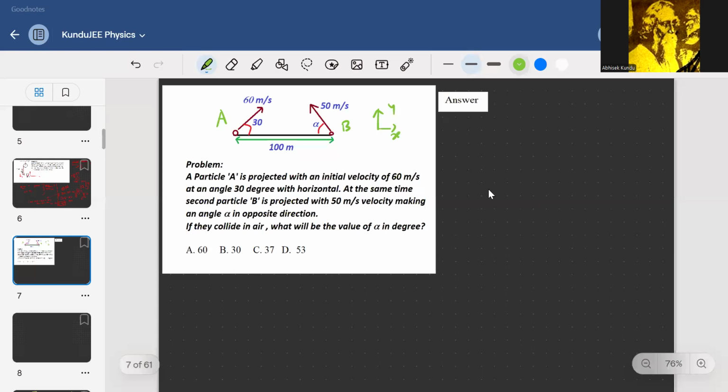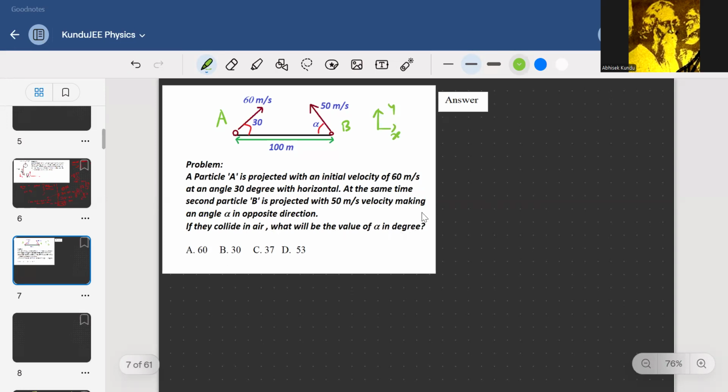Today's problem is: a particle A is projected with an initial velocity of 60 meter per second at an angle of 30 degrees with the horizontal. At the same time, particle B is also projected with 50 meter per second velocity, making an angle alpha with the horizontal but in the opposite direction. If they collide in air at some point of time, what will be the value of alpha in degrees? Four options are given.